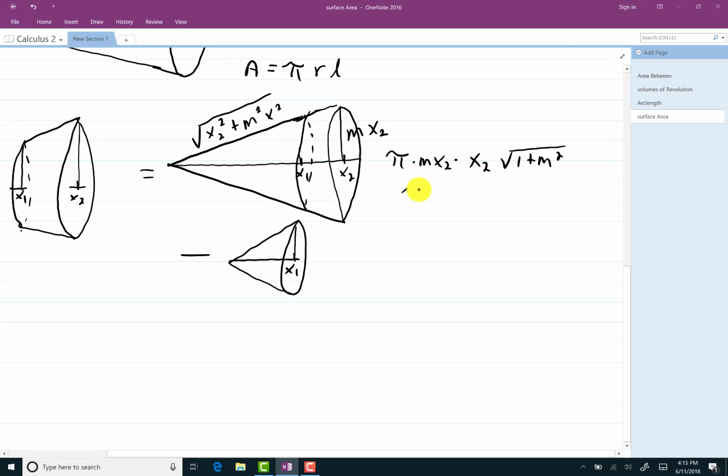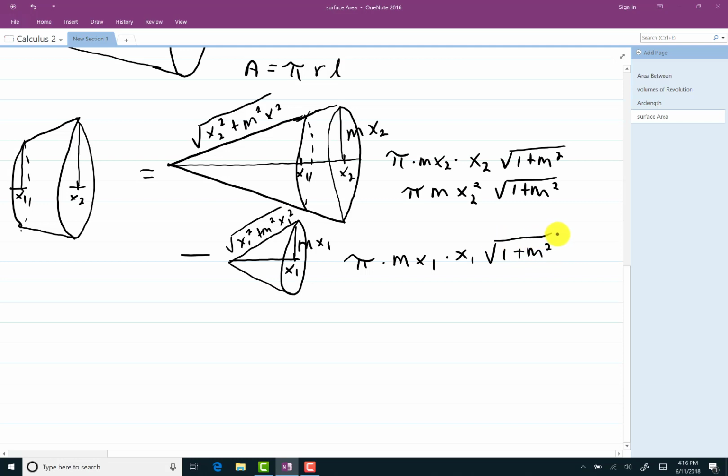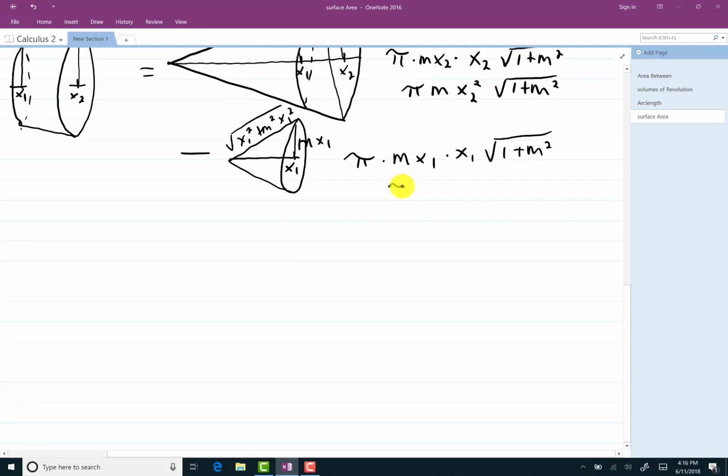And so that piece there is pi mx2 squared times the square root of 1 plus m squared. Similarly, down here, I have pi times, and here, like before, I have mx1 is the radius, and this length, as before, is the square root of x1 squared plus m squared x1 squared. So I'll have times x1 times the square root of 1 plus m squared. So that's pi mx1 squared times the square root of 1 plus m squared.